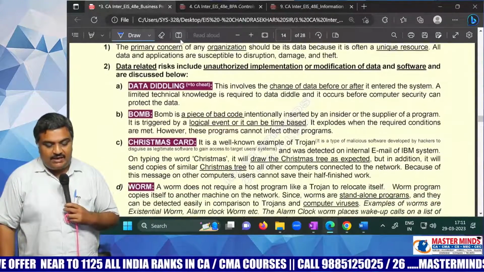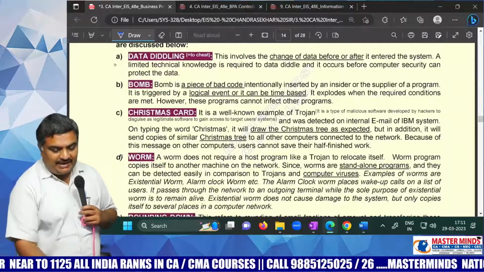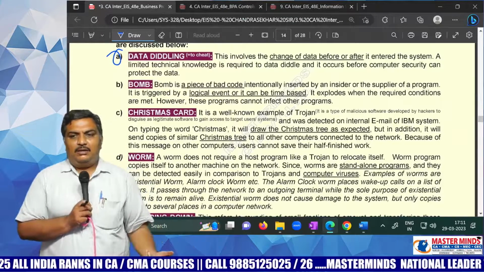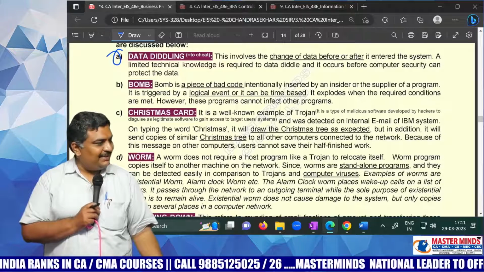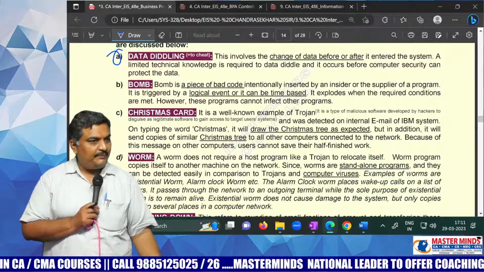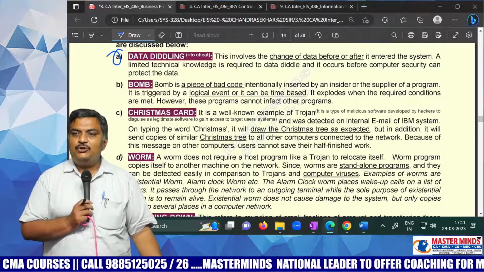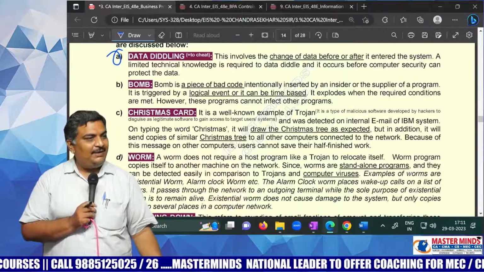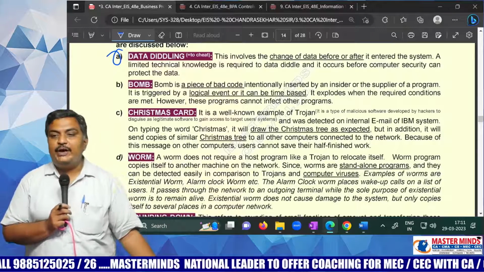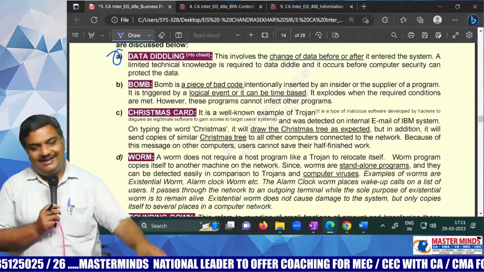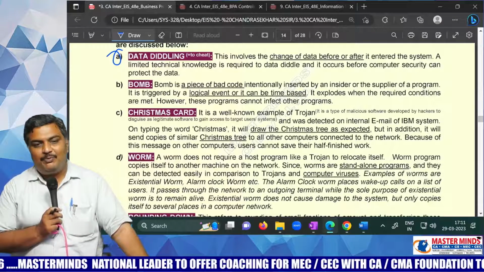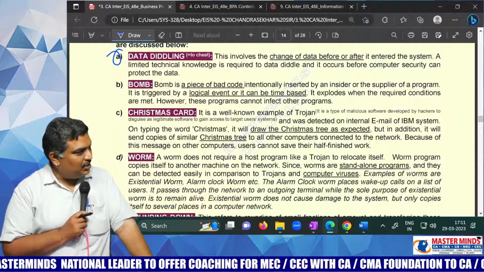Now, discuss various data related risks. Very interesting. Data diddling. Data diddling means what? I am working in a university, entering the marks. One student got 14 marks, but that student approached me and offered me some bribe. Then instead of entering 14, I just reversed the numbers and entered 41. What did I do? Data diddling. That means changing the numbers and all before entering into the computer. That is called data diddling.